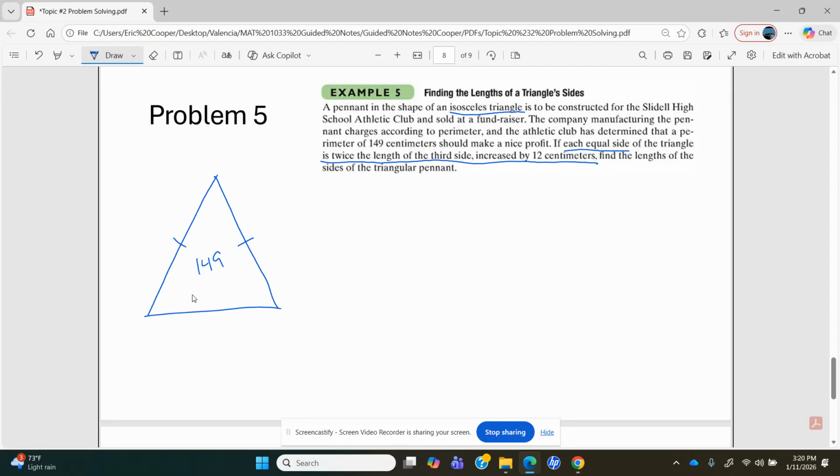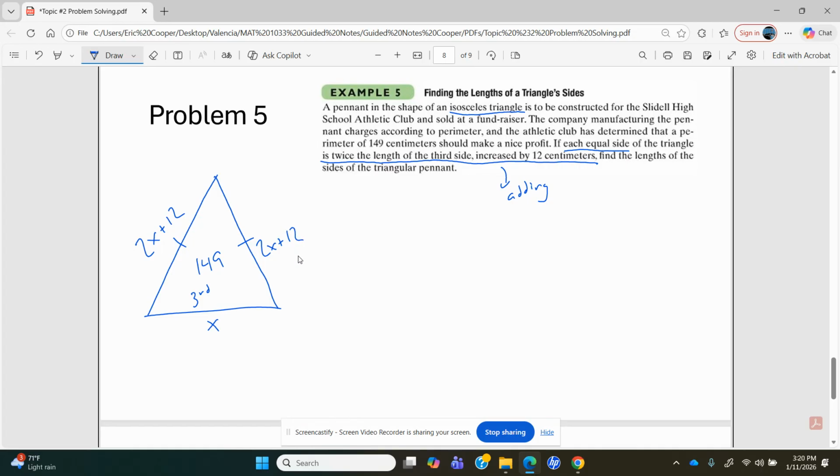Do we know what the third side is? We do not. So we're going to call that x, because anything that's unknown, we call x. Each of the equal sides is twice the length of the third side, increased by 12. If we increase something, we're adding. So each of the sides, if the third side is x, we know that each of the sides that are equal are twice x, increased by 12. And we can write that for both sides because they're equal.